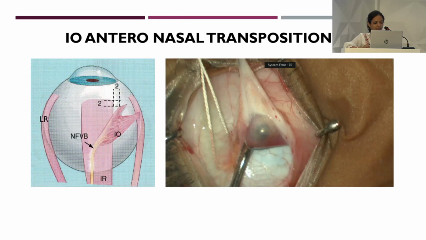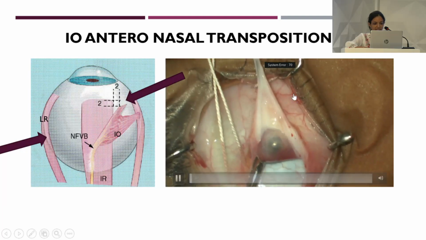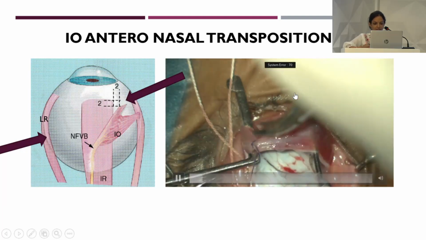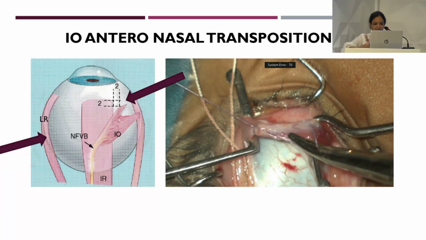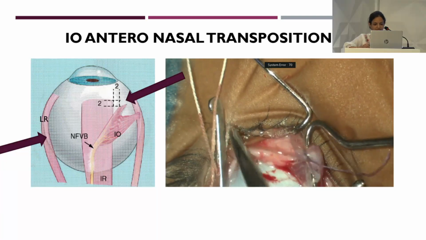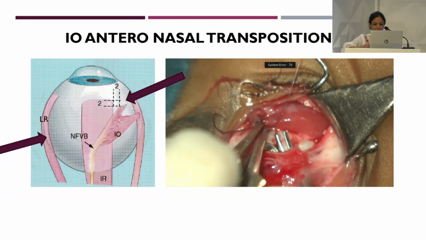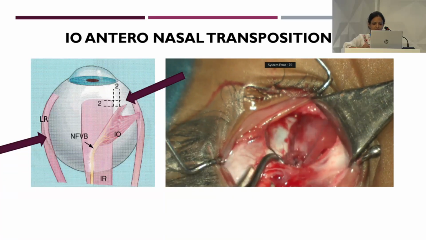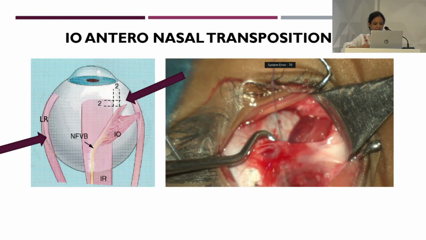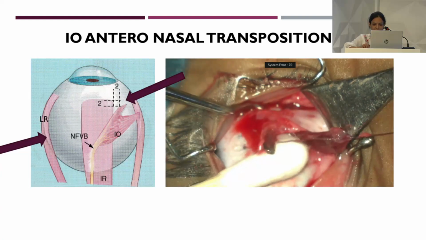But what if there is a procedure in which we can touch only one muscle and all our agendas can be fulfilled? So we are taking the inferior oblique all the way from its insertion, taking it beneath the inferior rectus and attaching it at a point 2 by 2 mm nasally and anteriorly to the inferior rectus. So this is the surgical representation of what we actually do. We have disinserted the inferior oblique and then we are taking it all the way beneath the inferior rectus and attaching at a point as shown in the image.